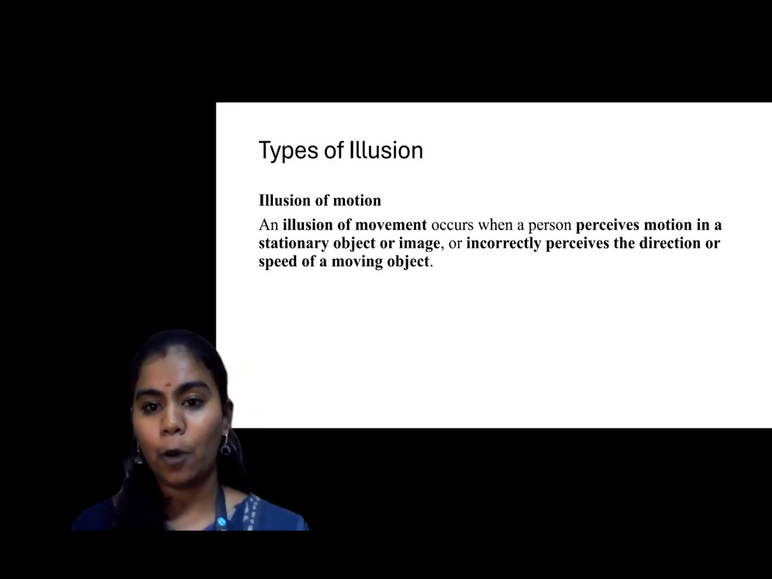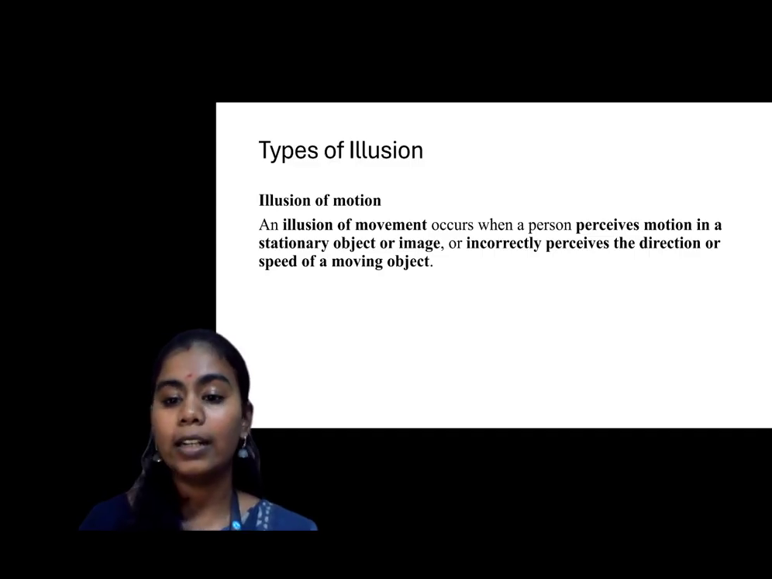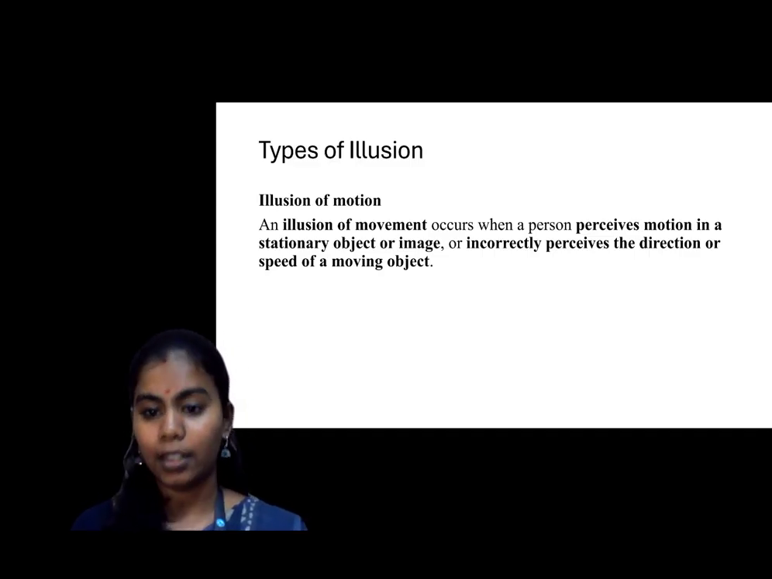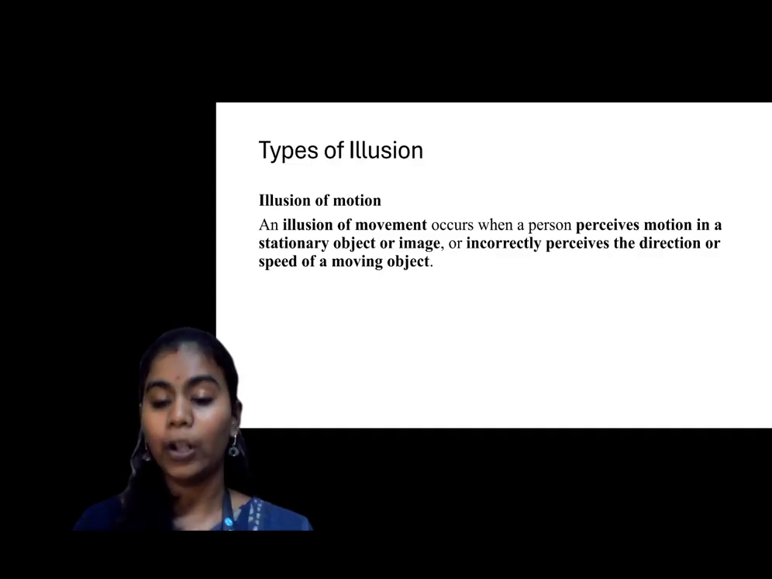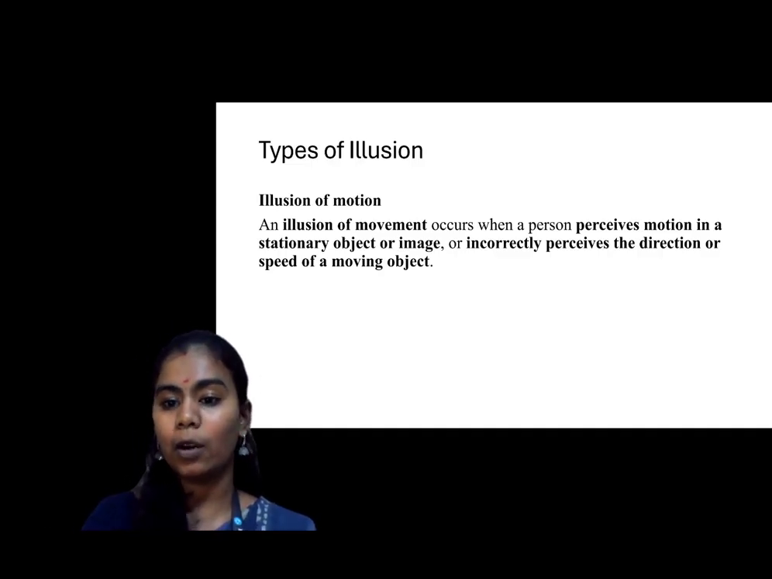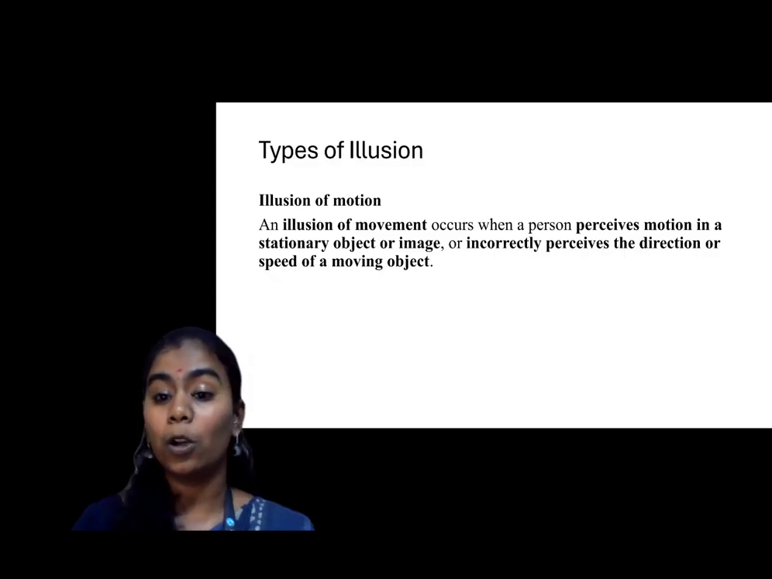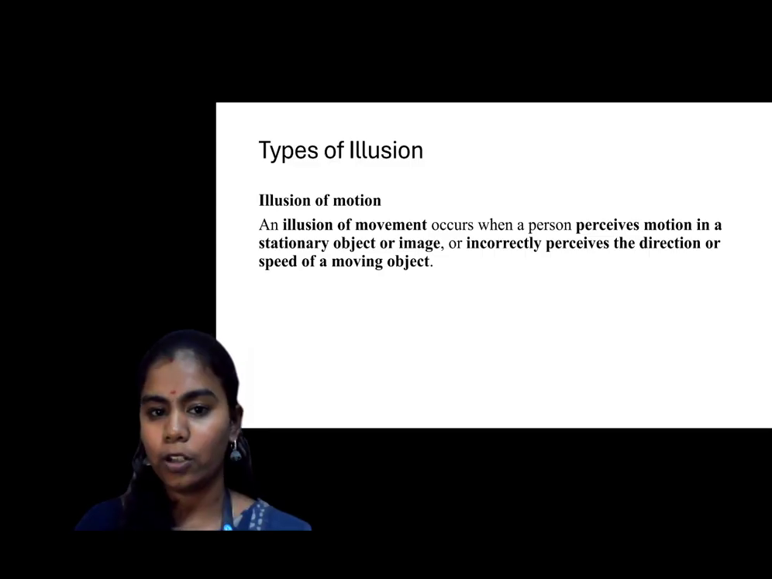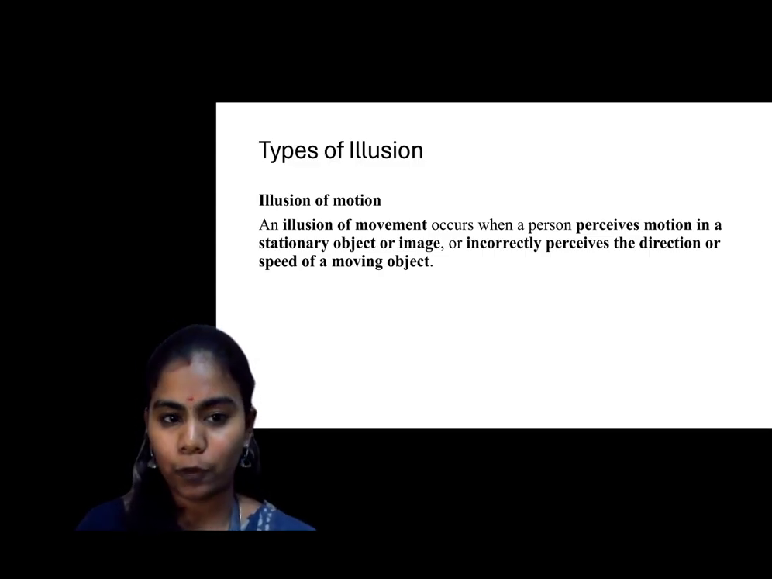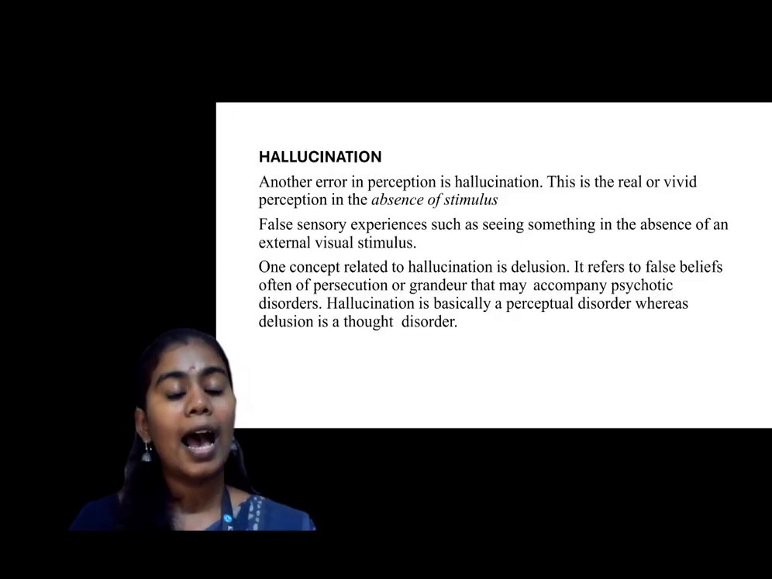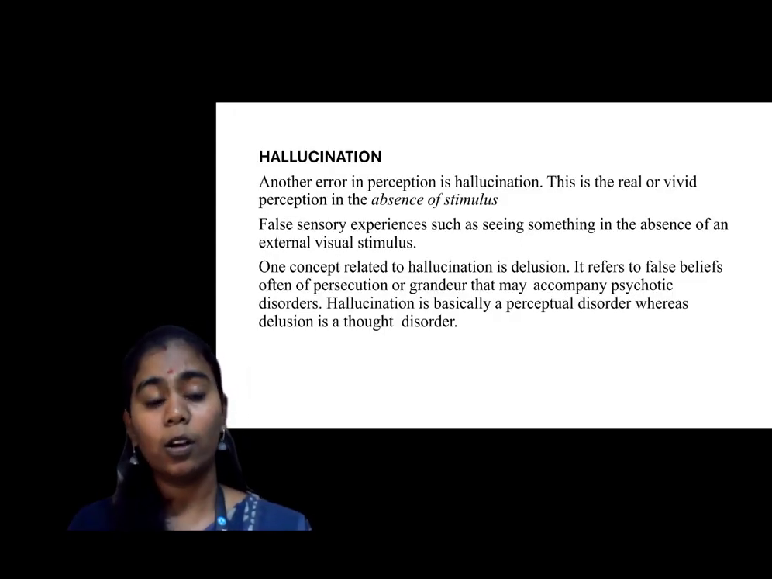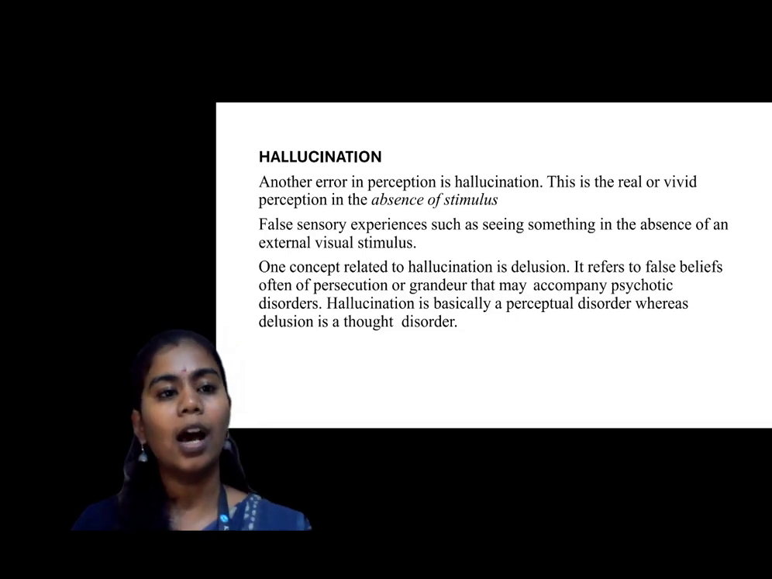Because of that phenomenon, we tend to perceive motion in those static lights, as if it is moving one after the other. That is what illusions of motion speaks about. You see this movement of light when serial bulbs are placed in our rooms or homes during some festive season. That is because of illusions of motion: we perceive motion in a stationary object or image, or incorrectly perceive the direction or speed of a moving object.